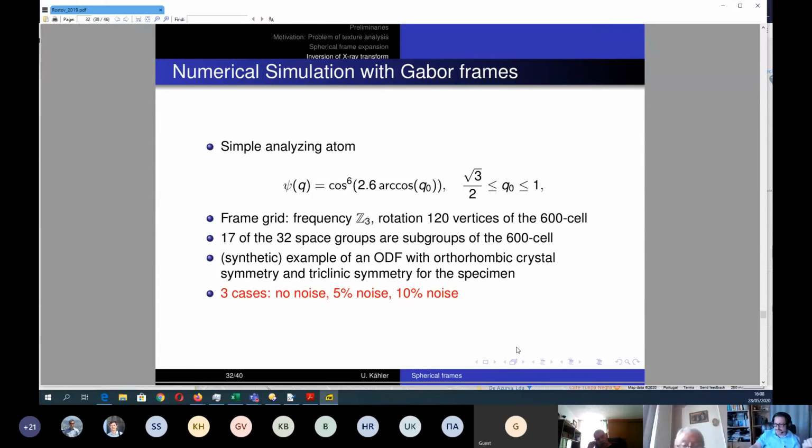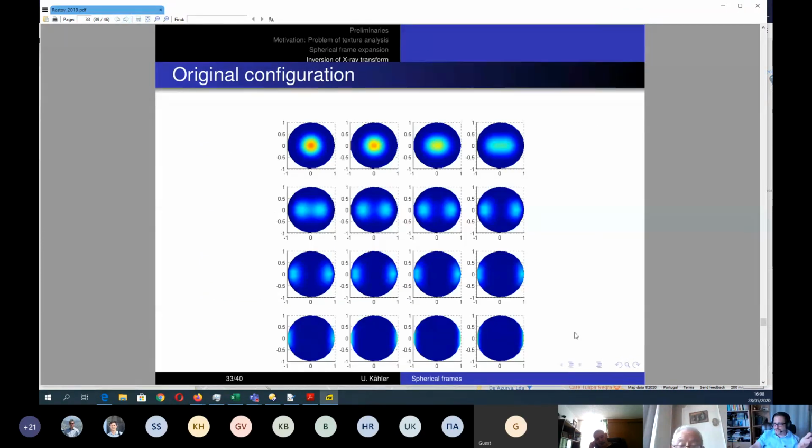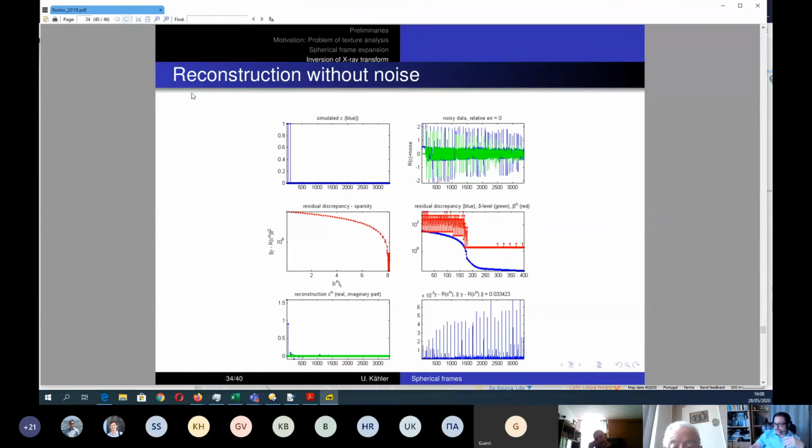And I just consider three cases: no noise, 5% noise, and 10% noise. And then this is the original configuration of the pole figures. I'm not showing it on the three-sphere because that's a little bit difficult to visualize. So basically, I give you the pole figure for the original one, and then the pole figures for the reconstructed ones. This one would be the reconstruction without noise. You have the noisy data, the discrepancy. This is the sparsity against the discrepancy. And basically, here are the atoms it is actually catching. All the other coefficients you can see here are zero. It just needs to catch the first ones, and the rest is all zero. So that's really reducing a lot, by the algorithm, to just non-zero coefficients.